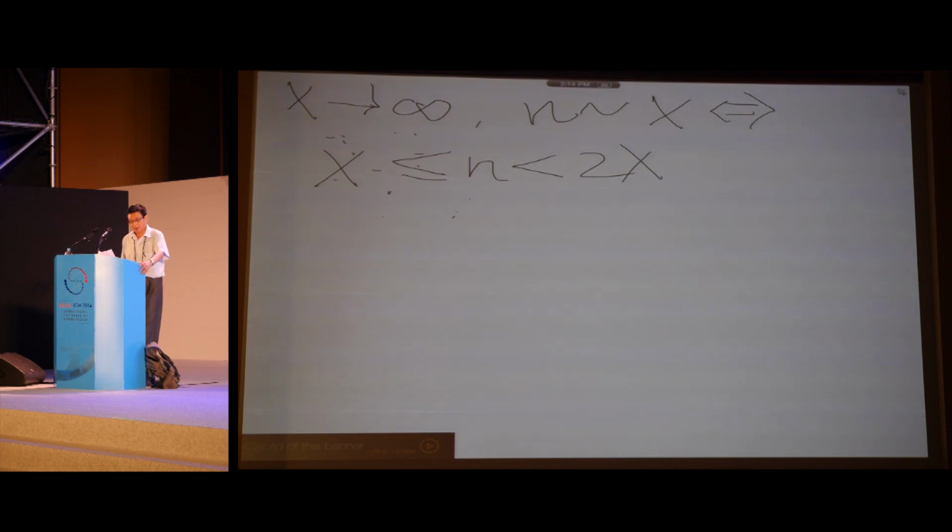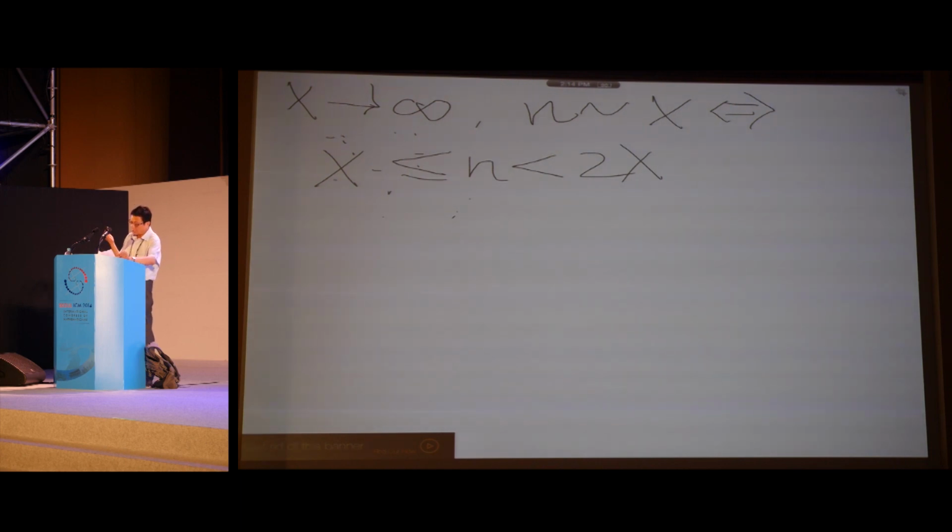From now on, we are given a set H which is admissible, and the size K is a large number which is fixed. Then we always assume X approaching infinity. And we use this symbol, n ~ x, which just means n is between x and 2x. Could be equal, that doesn't matter.